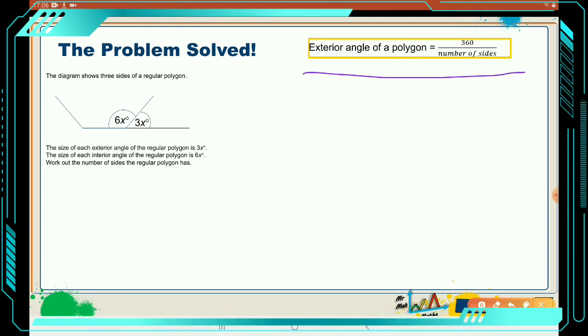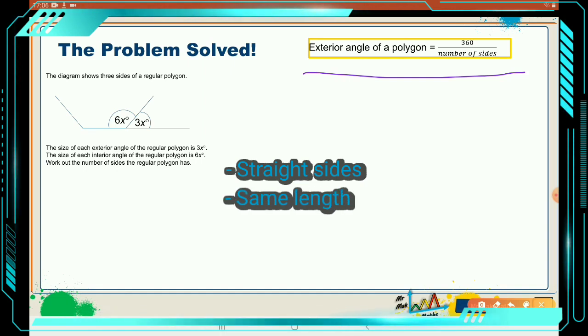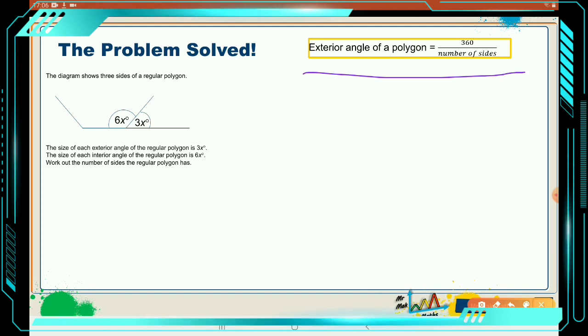Now, the other thing is, the diagram shows three sides of a regular polygon. What is a regular polygon? What is a polygon in the first place? A polygon is a shape made of straight sides. A regular polygon is a shape made of straight sides where all the sides and also the angles are the same size. So in this case, for example, this side would be exactly the same size as this side here, and so would this one. These would all be the same size, and the other sides that are missing will all be the same size as those as well.